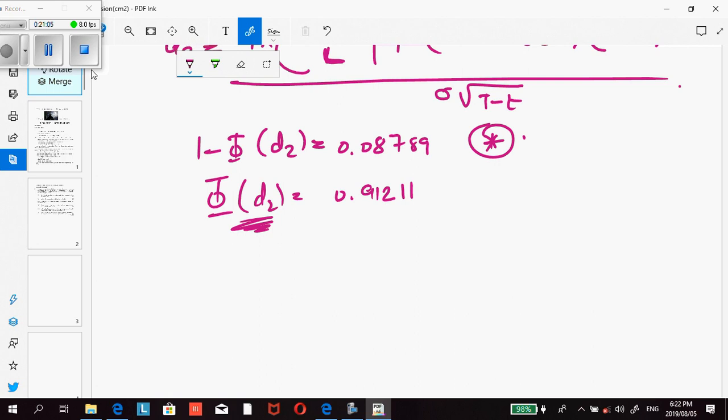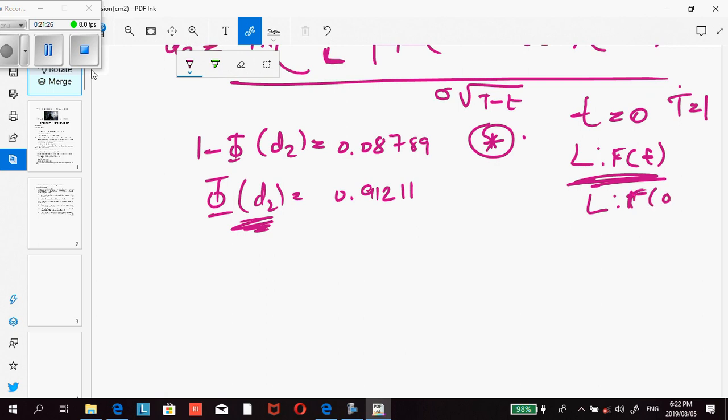0.91211. Now you're saying, Gabriel, how is this going to help me to find the ratio L to F of T? Well, wait there. Obviously, because here we're starting at 0, your little t will be 0 and your big T will be 1. So this is actually L to F of 0. That is what I'm looking for.